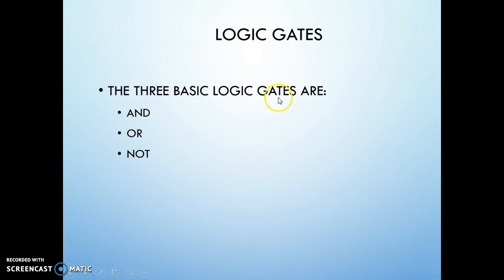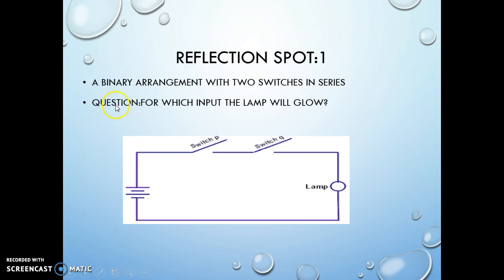There are basically three types of logic gates: AND, OR and NOT. A binary arrangement with two switches in series is shown in the diagram. The question is: for which input will the lamp be on? The answer is, when both switches are closed, the lamp will glow. Means if both input logics are 1, then the output of the lamp will be 1.